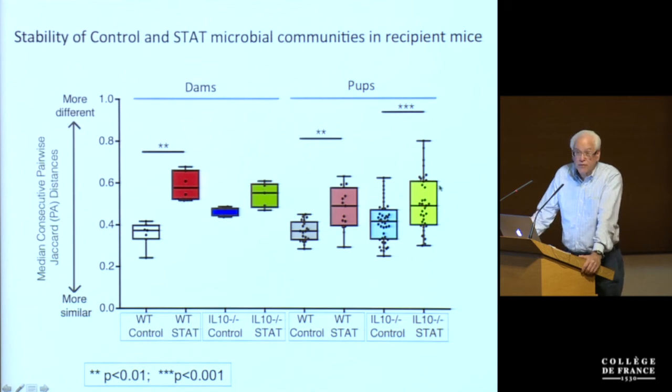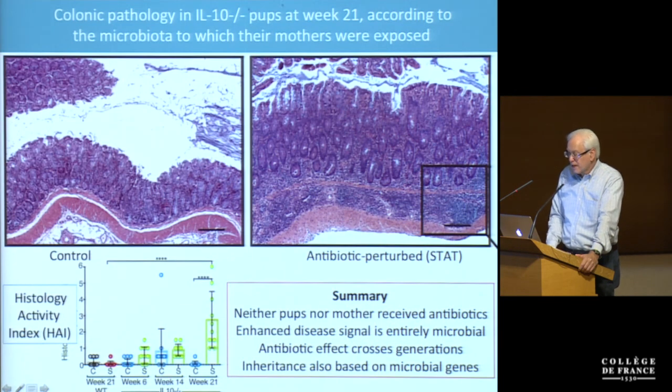This is one of a number of ecological changes that we found. In general, there was transfer with high fidelity from inoculum to mother to pup, but the fidelity was less with the antibiotic perturbation. But the really important question is what happened to disease in the IL-10 deficient mice? And that's represented in this slide.